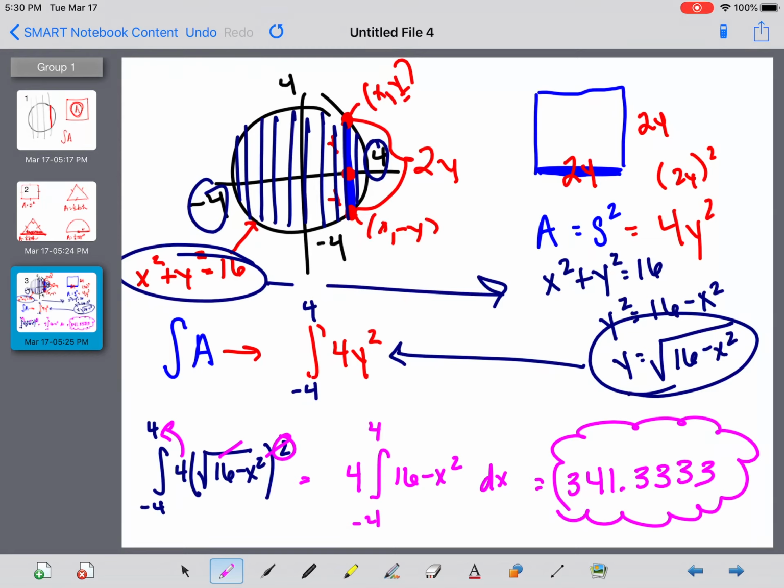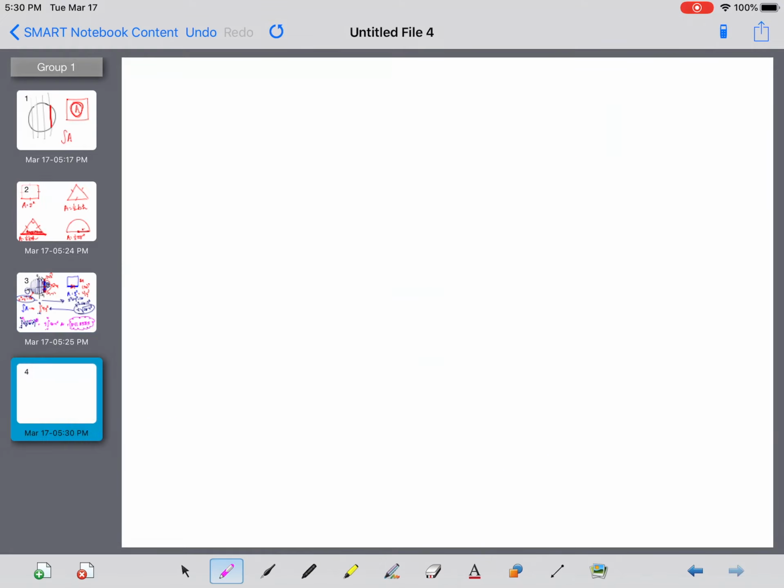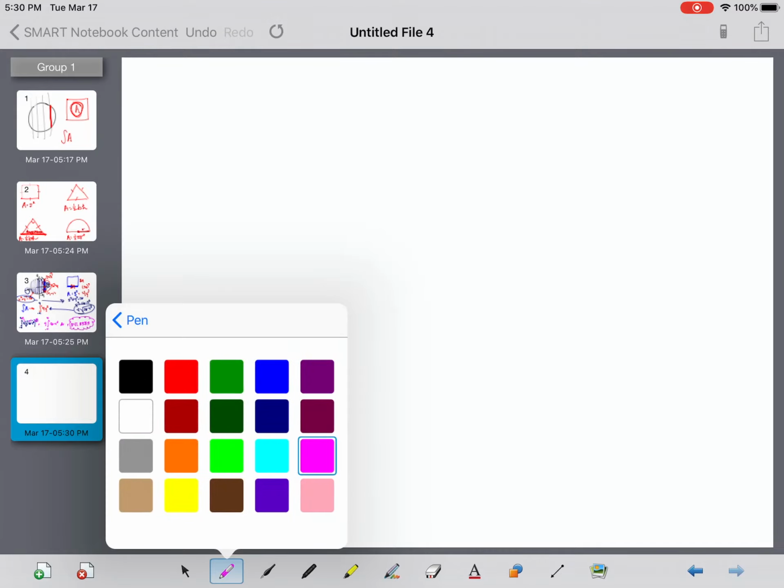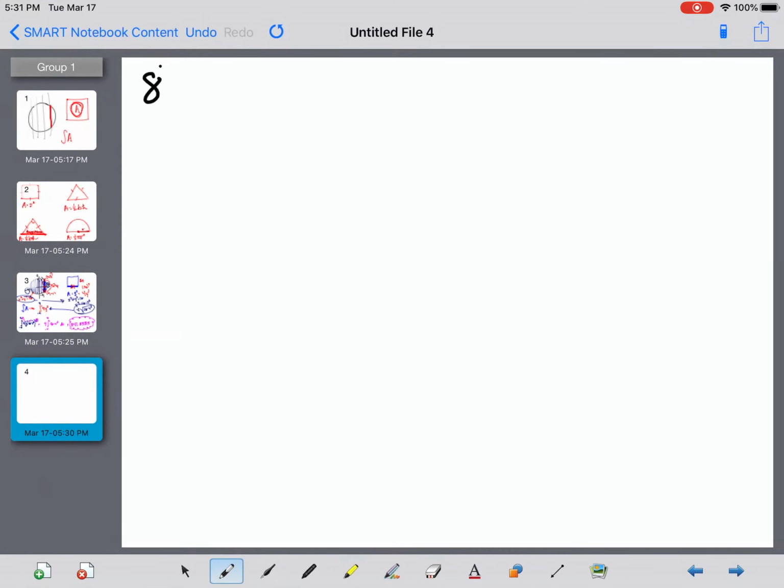All right, now let's do some concrete example work with number 8 on page 16. All right, number 8. Page 16. Last time I wrote page 19. I didn't mean to do that.